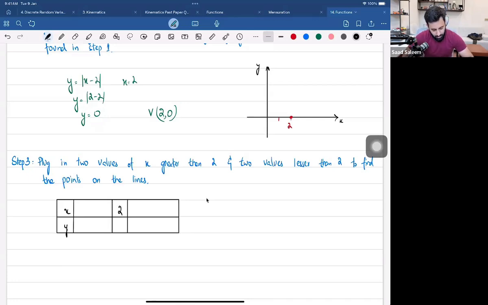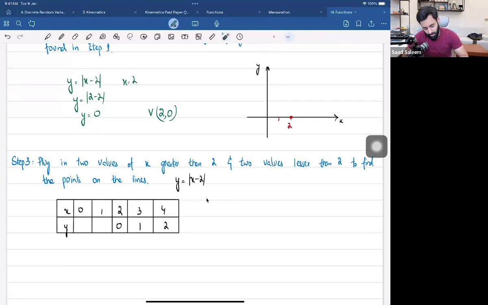So that's 2, and the y coordinate is 0. We're going to plug in 2 values greater than the vertex. That means let's plug in 3, let's plug in 4. What happens if I plug in 3? And remember, where are we plugging in? We're plugging it into this equation. So if I plug in 3, 3 minus 2 is 1, and 4 minus 2 is 2. And the other 2 values that I have to plug in are 1 and 0.